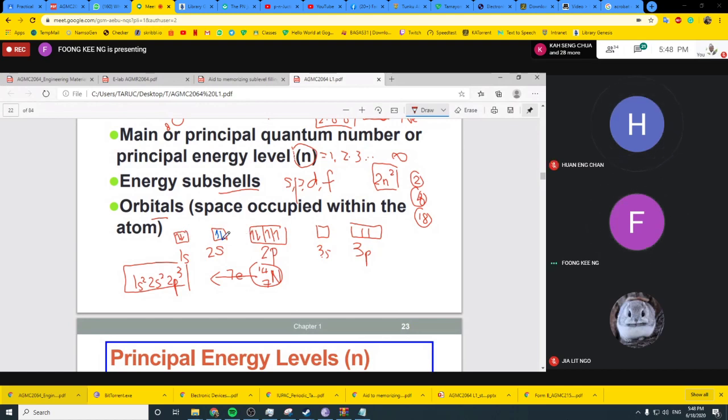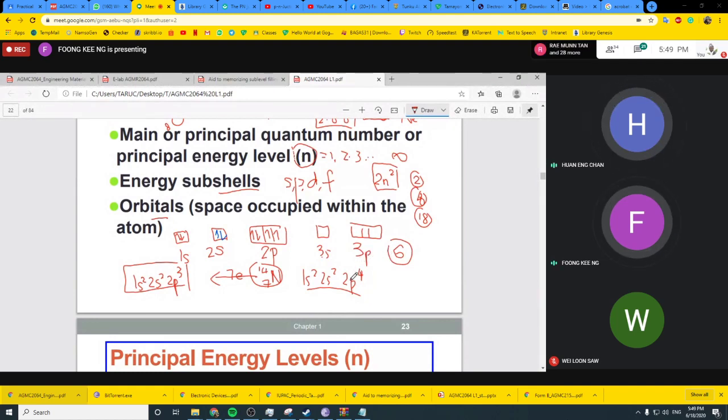Yes. If I have this configuration, it's 1s2, 2s2, 2p4. All right. So oxygen. This is the electronic configuration. So can you tell me what's the valence electron for oxygen? 6. Why 6? Because it's in group 6, that's why it has 6 valence electrons. I think you know that.